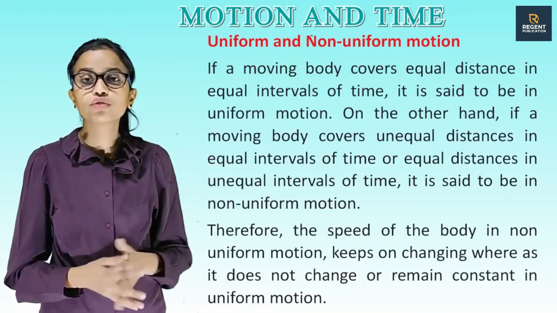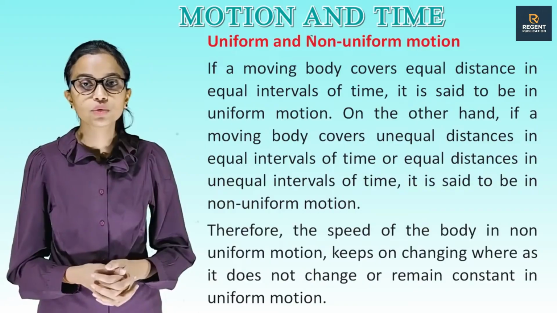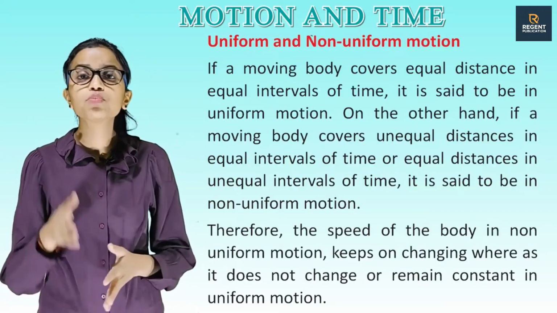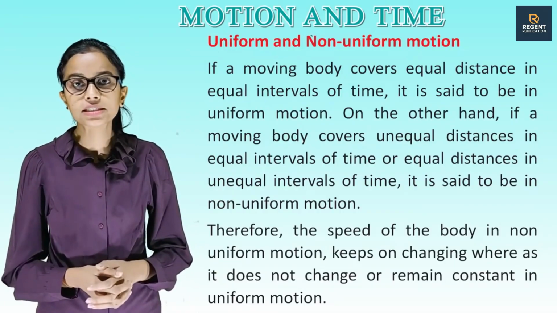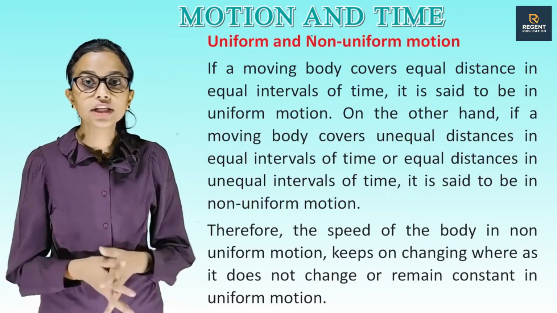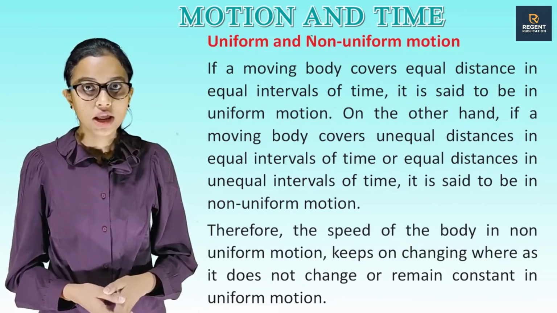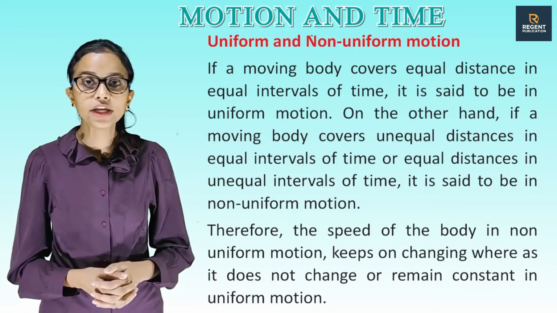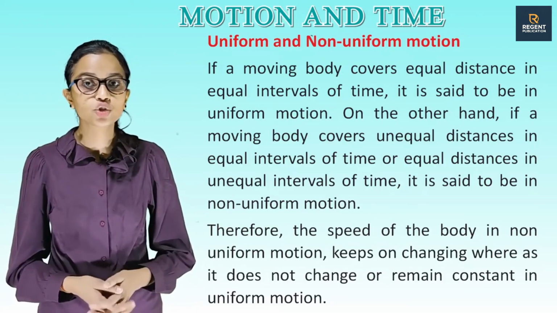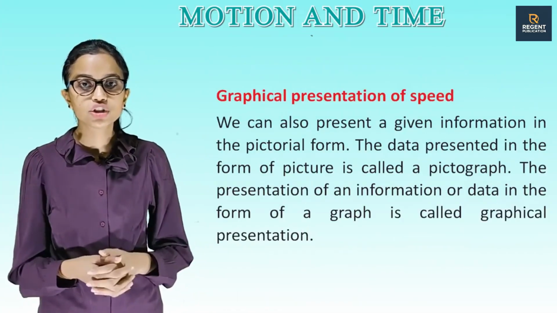Uniform and non-uniform motion. If a moving body covers equal distances in equal intervals of time, it is said to be in uniform motion. On the other hand, if a moving body covers unequal distances in equal intervals of time or equal distances in unequal intervals of time, it is said to be in non-uniform motion. Therefore, the speed of the body in non-uniform motion keeps on changing, whereas it does not change or remains constant in uniform motion.